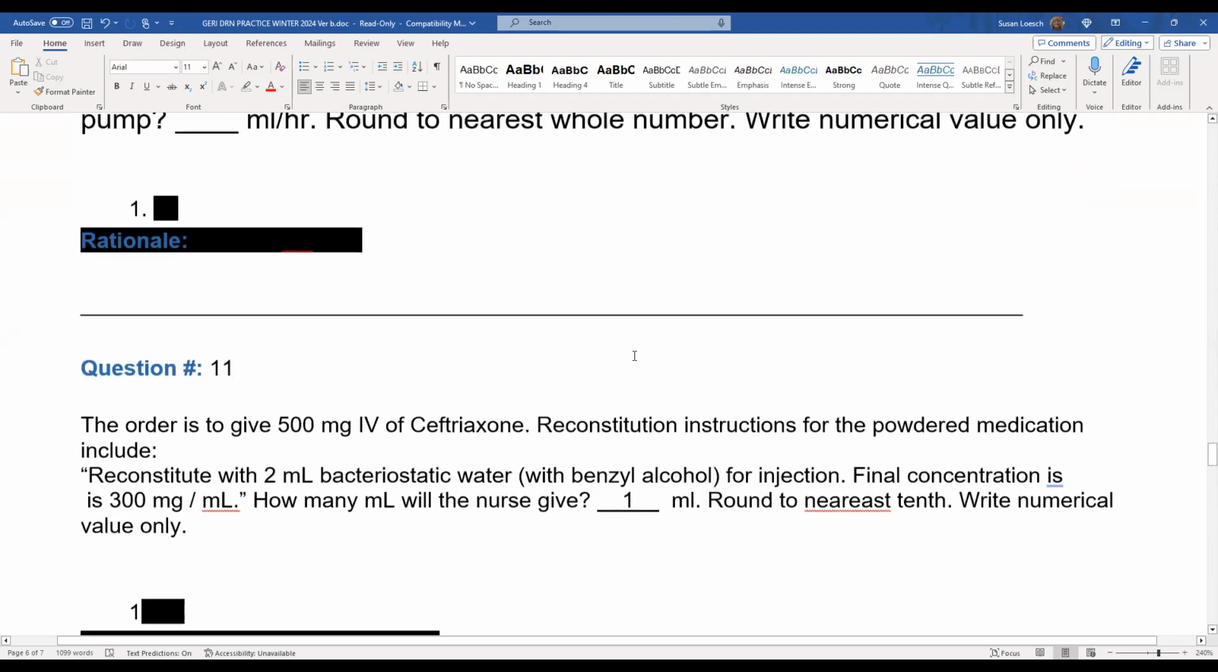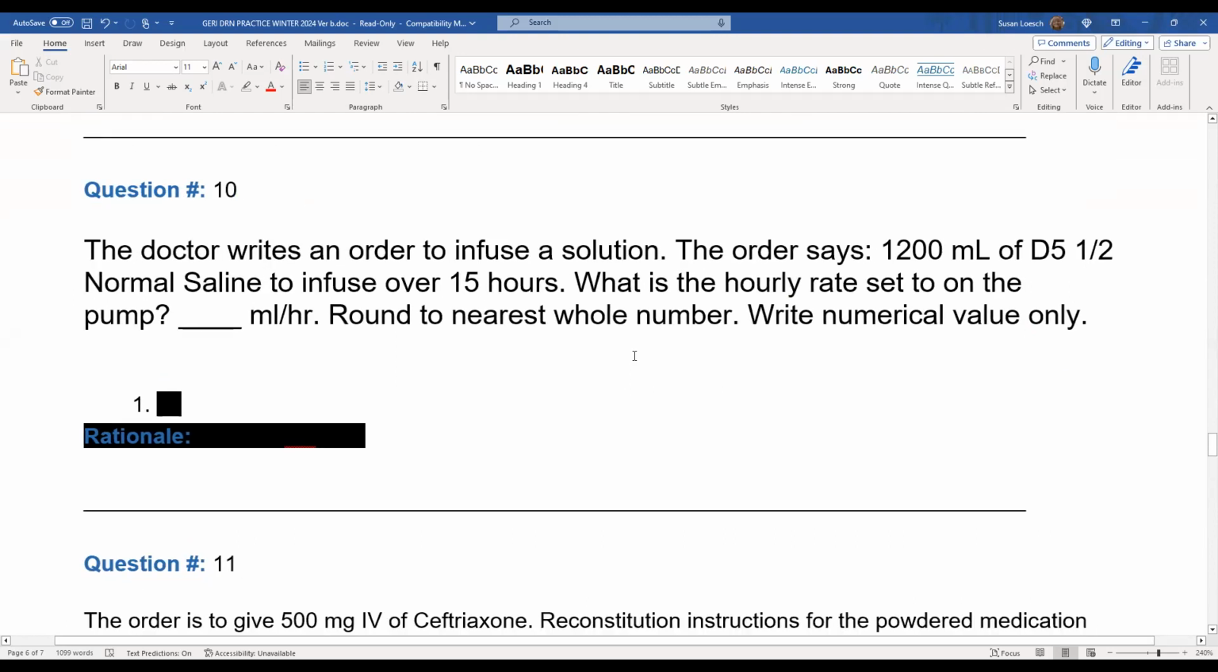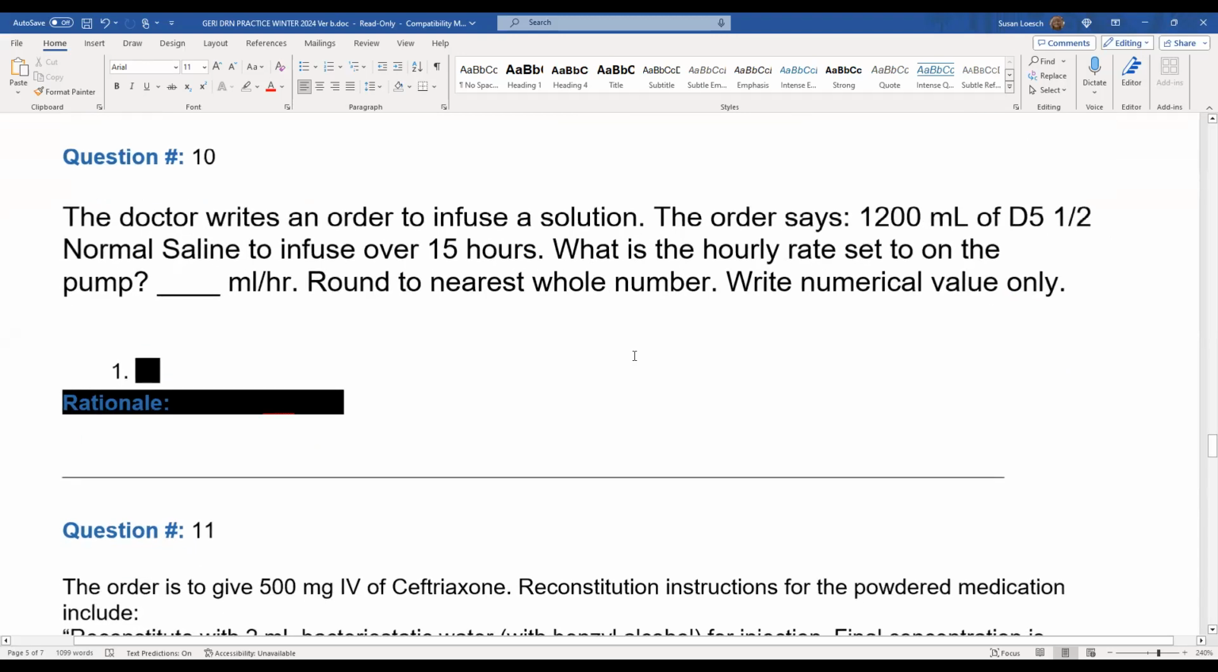All right, let's go to the reconstitute. Well, how were we with the pump, with the milliliters per hour? Because we really didn't finish that. So again, if you look at this one, the difference here is your time is in what? Hours. So you don't have to do anything here. It's asking you what's the hourly rate on the pump. You notice that you only have the order. You don't have anything on hand.